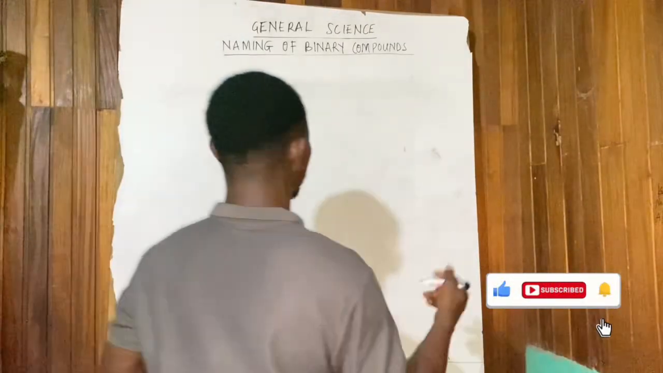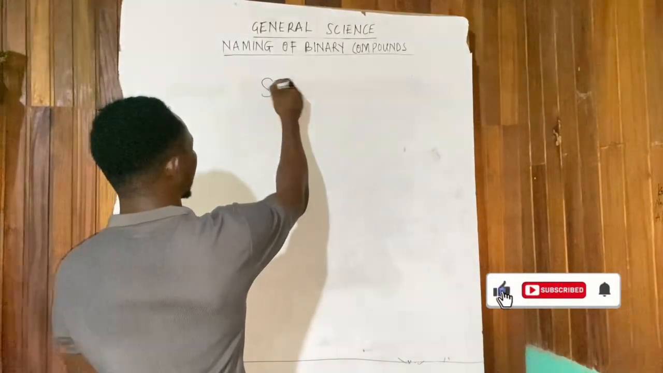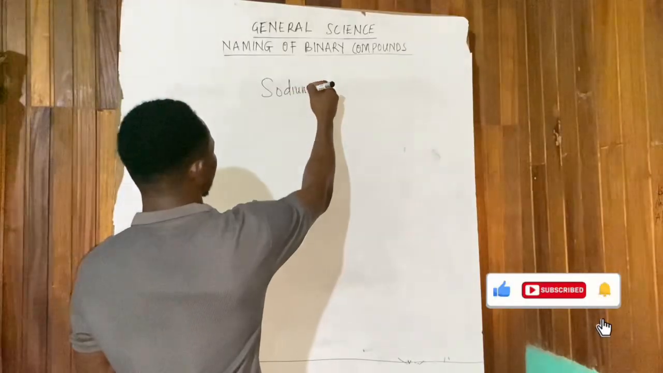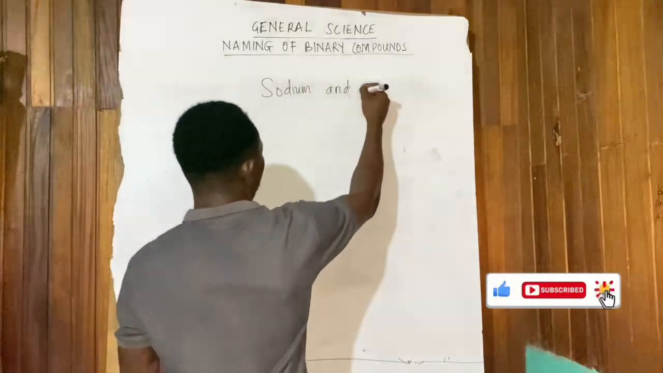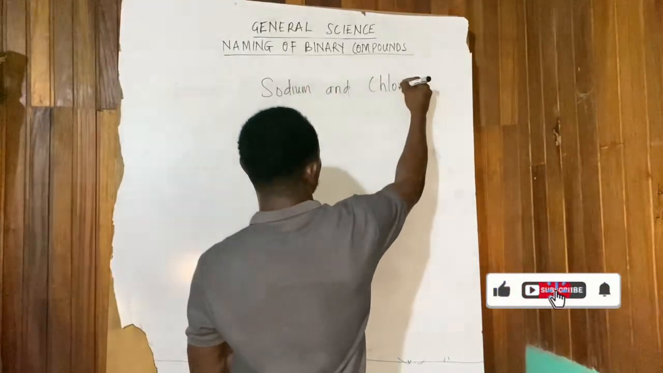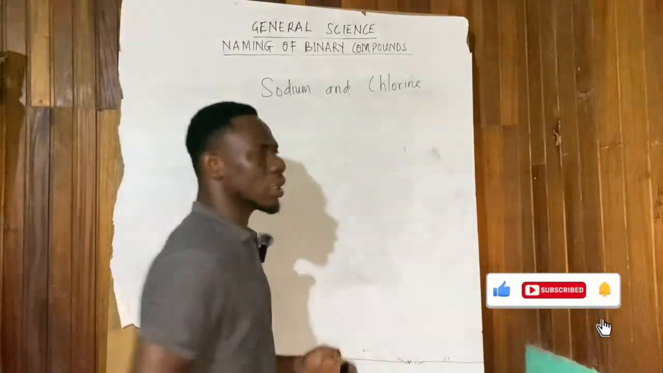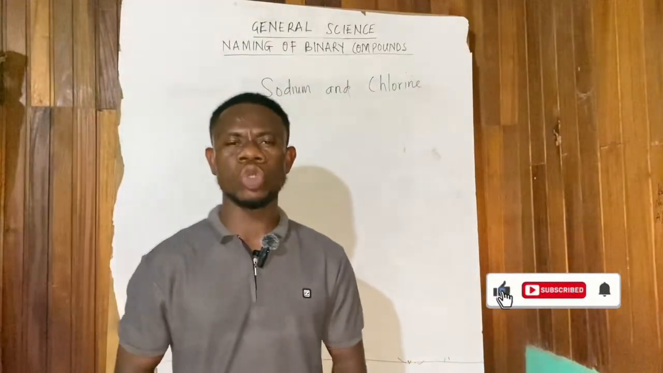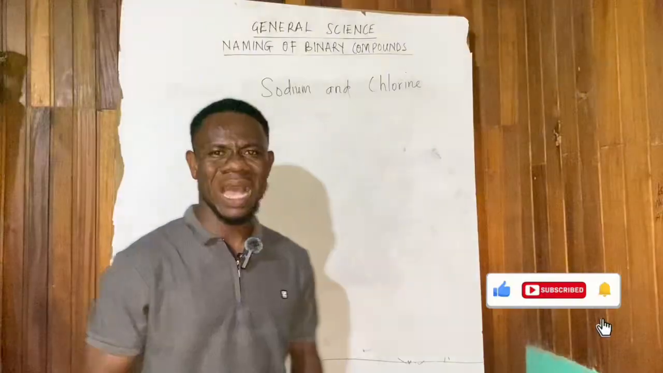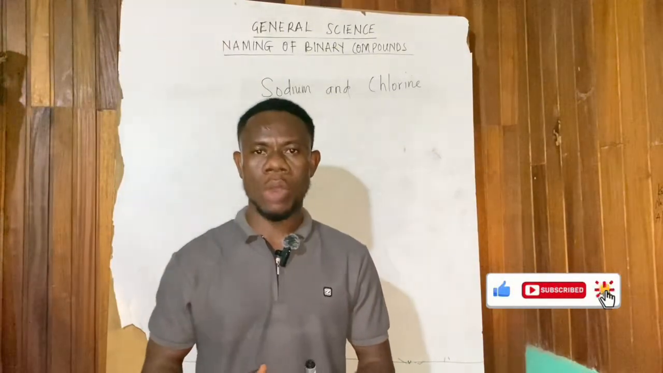Example, when you are given sodium and chlorine, how are we going to name this as a binary compound?